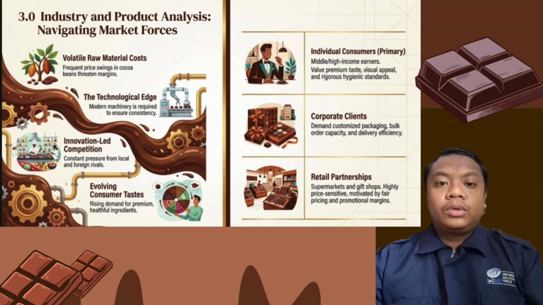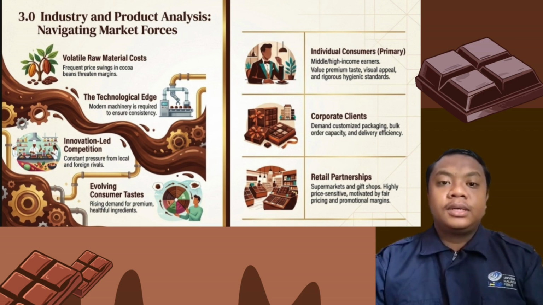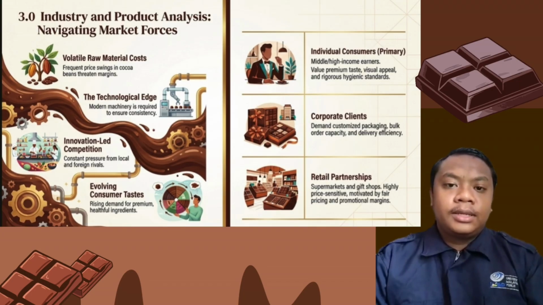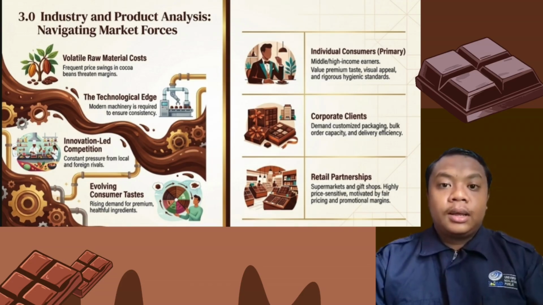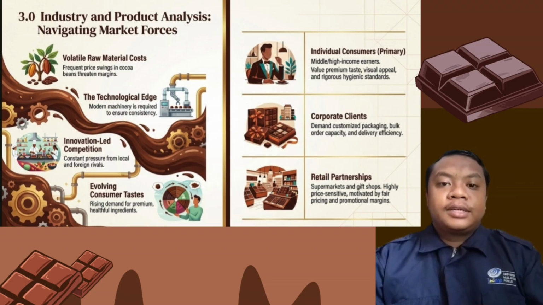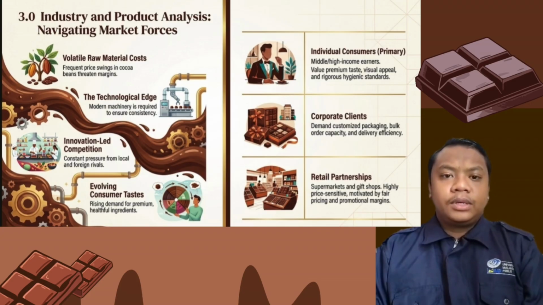Good day everyone. Today I will present the industry and product analysis of D Chocolate Manufacturing Sdn Berhad. D Chocolate produces a variety of high quality chocolate products including milk chocolate, dark chocolate, almond chocolate, pralines and customized gift boxes for special occasions such as wedding, birthday and corporate events. The company targets individual consumers, retailers and corporate clients. It also uses social media and e-commerce platforms to reach more customers and increase sales.